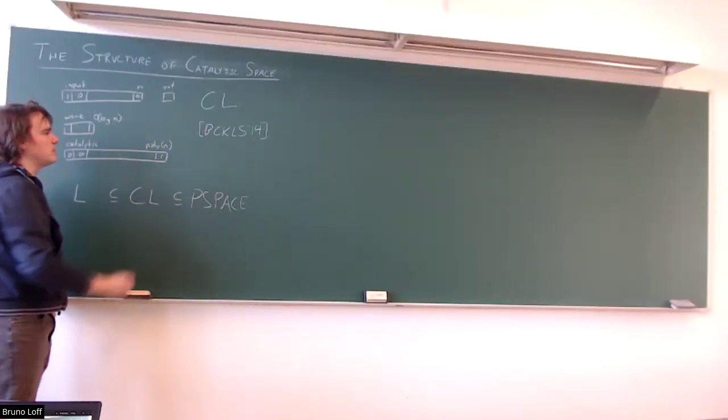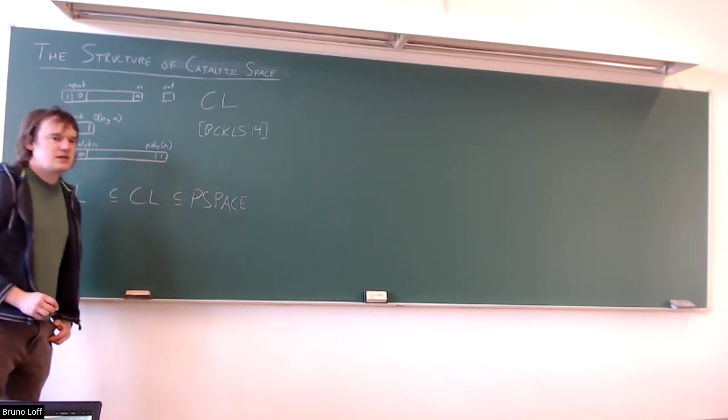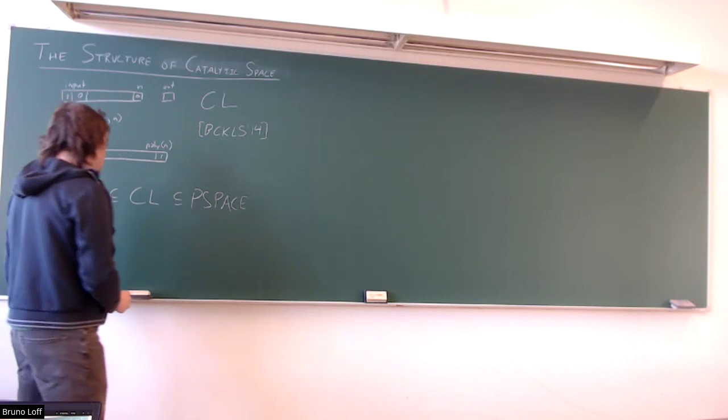Okay, so this model was introduced by the CBPL paper, and they also showed tighter bounds on CL from both sides. So what did they show?